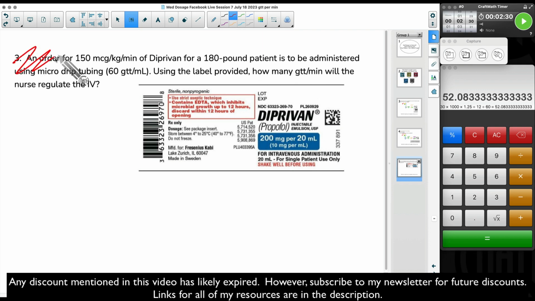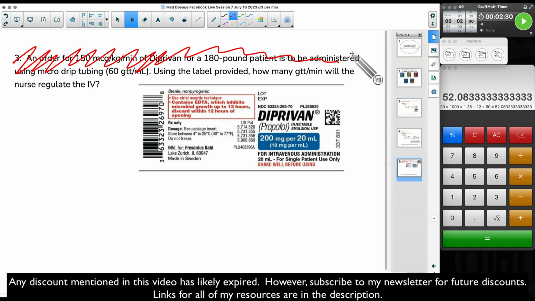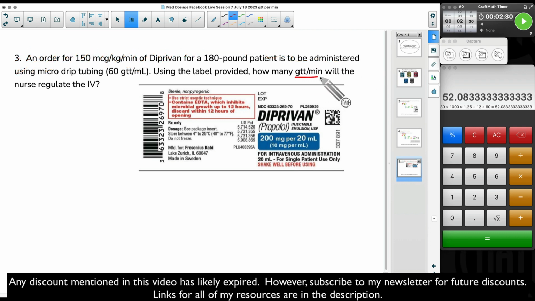You don't even have to read the word problem itself. I'm telling you, this is one of the few times in math where I tell people, hey, look and see what the question's asking you to find. And the question is asking us to find how many drops per minute. So it's that same goal.